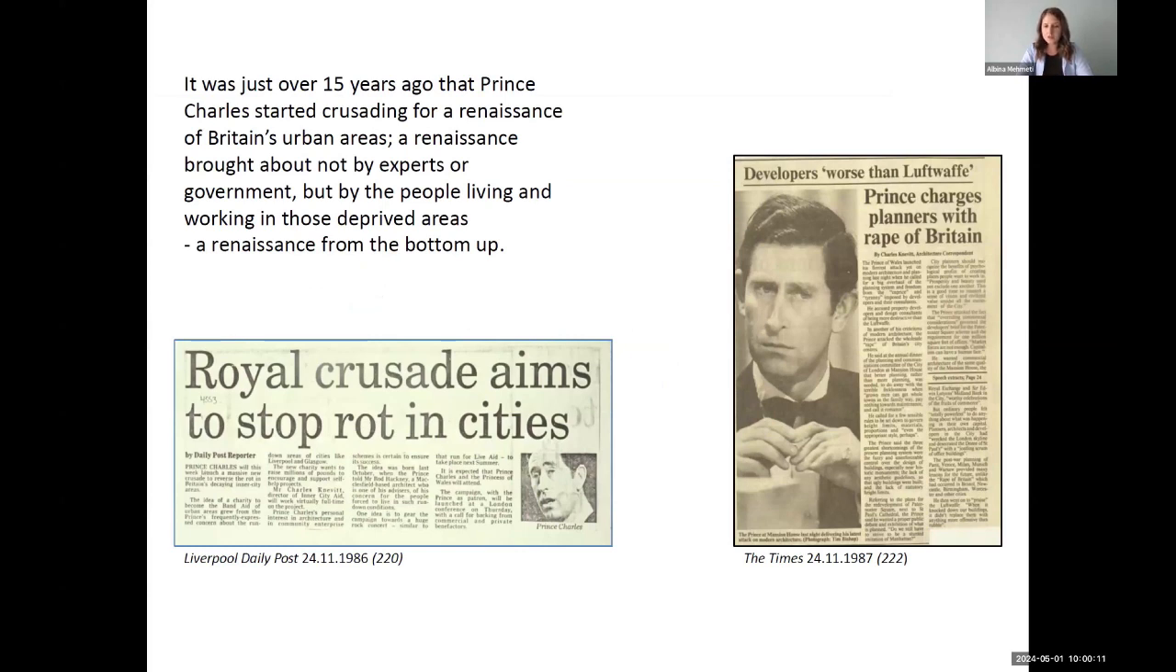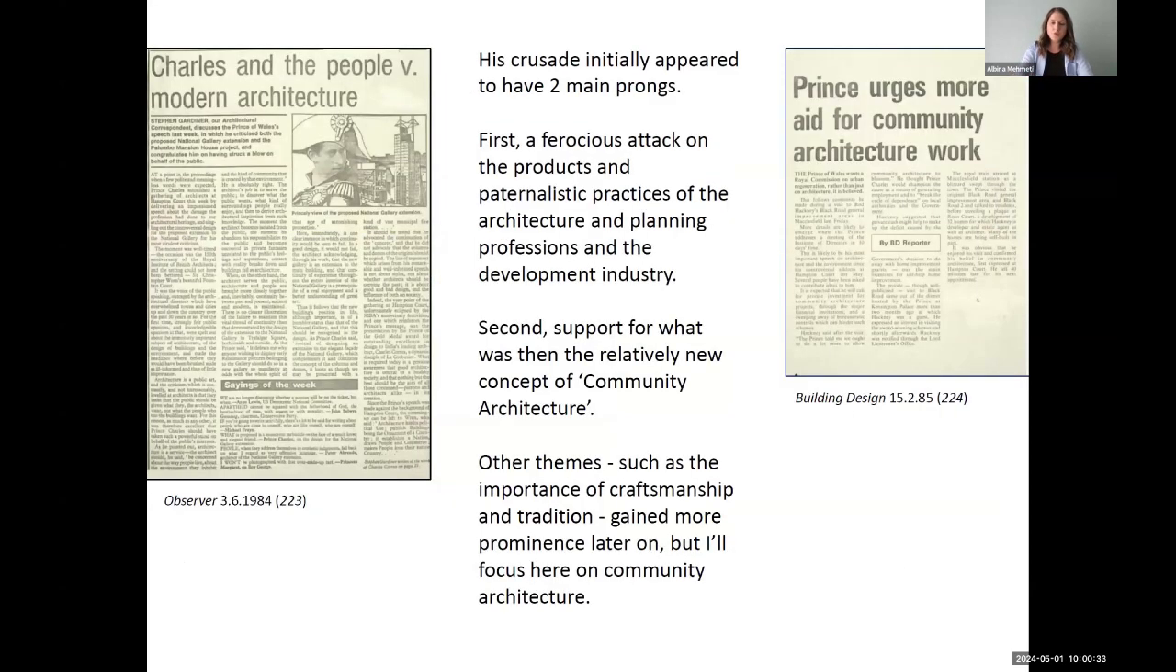So it all started in London many years ago when Prince Charles started a renaissance for Britain's urban areas, and he didn't follow any architecture or any practices. All he did was gather people living and also working in those deprived areas. So he followed two main prongs. The first one was attacking the products and the practices of the architecture and planning professions and the development industry. And the second one, support for what was a relatively new concept of community architecture.